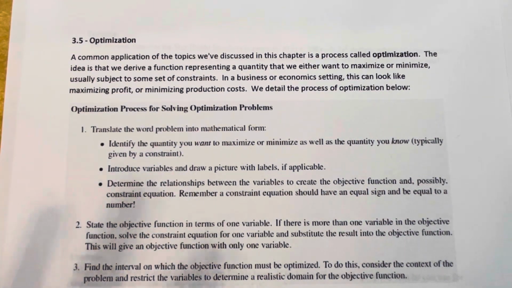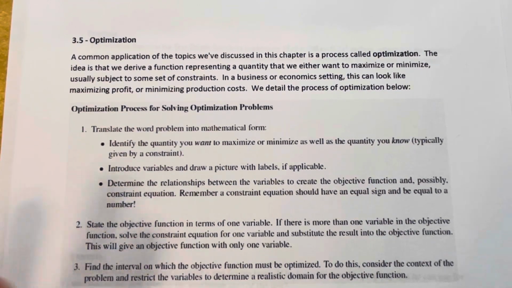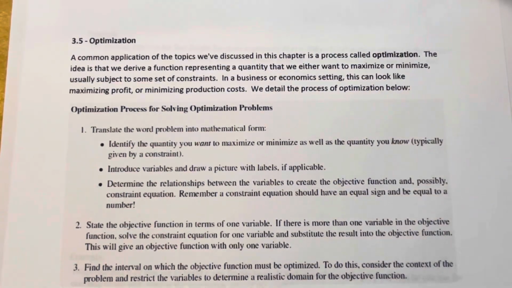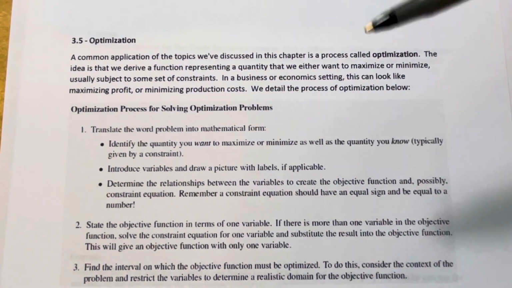I want to talk through the process for solving optimization problems, and then we're going to work through some examples. So when you're faced with an optimization problem, you're being asked to either maximize or minimize something. In a business and economics setting, that oftentimes might look like maximizing profit. That's something a business would want to do. Or minimizing production costs. That's another thing we might want to do. So problems are always going to involve either maximizing or minimizing something. But it's going to be presented as a word problem.